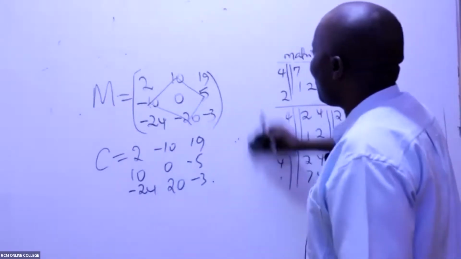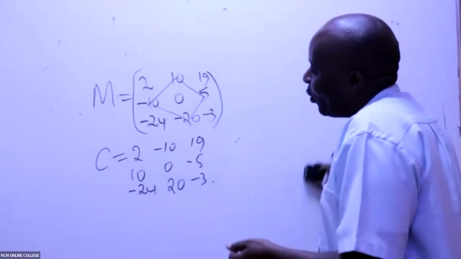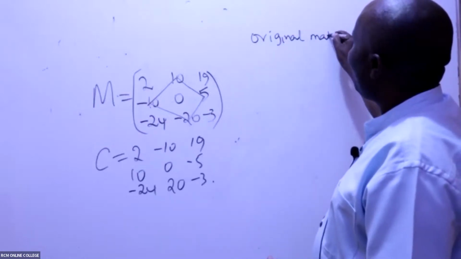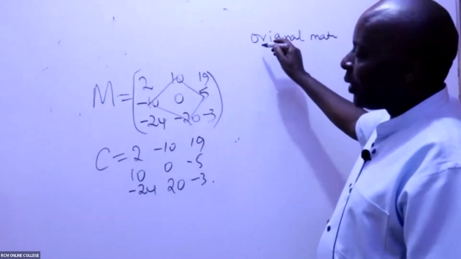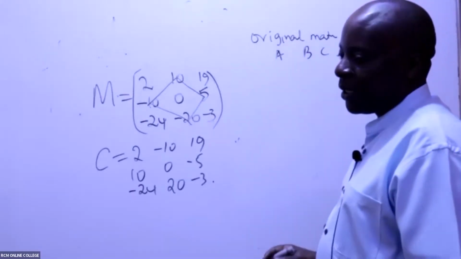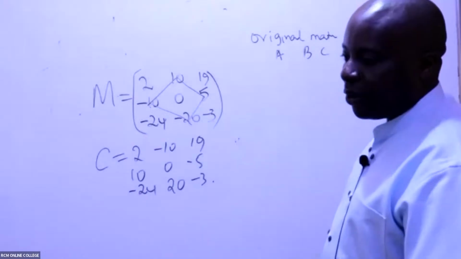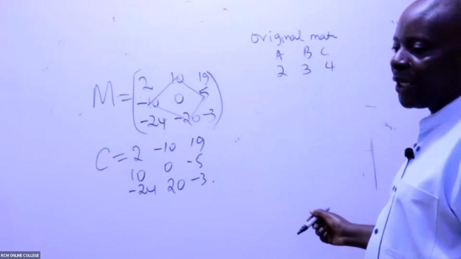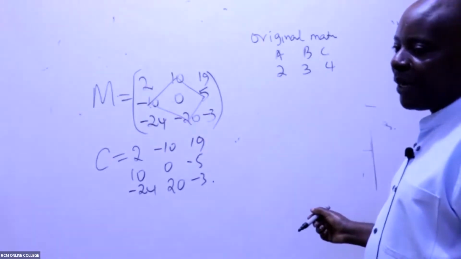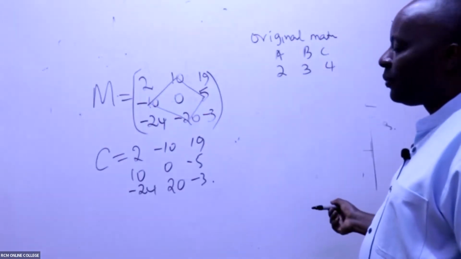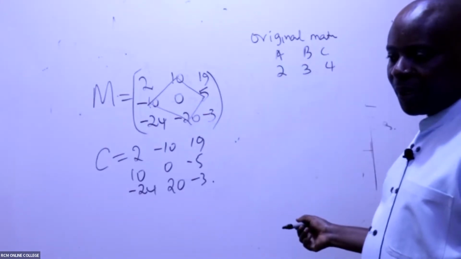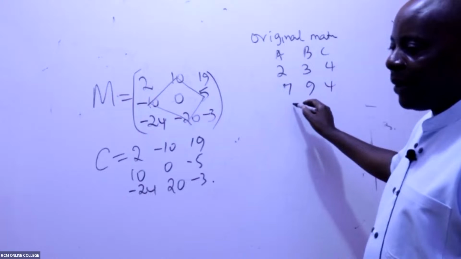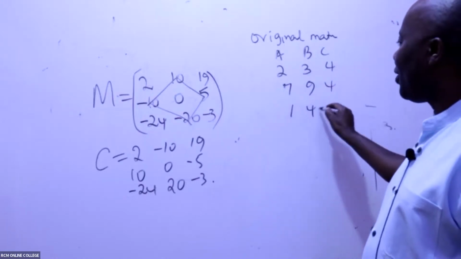the next, remember you had gotten, is there somebody who can remind me of our original matrix? Remind me of the first row. What was the first row, the one of ABC, the original matrix? The original matrix had 2, 3, 4. Then 794, and then the last one, 142. Thank you very much.